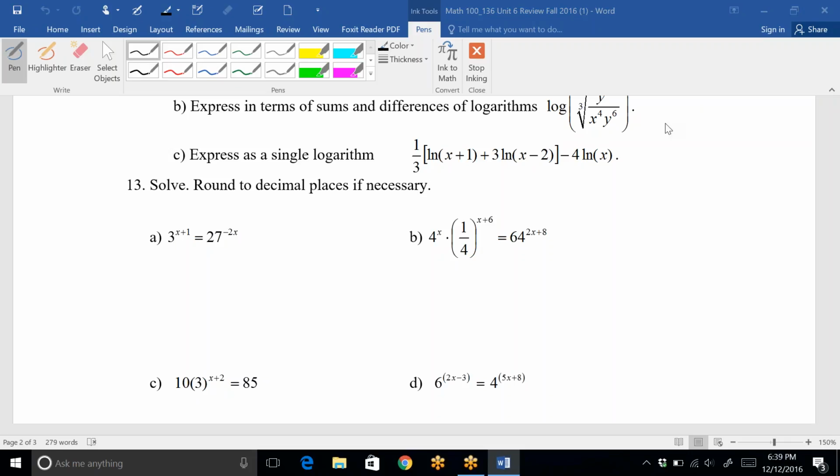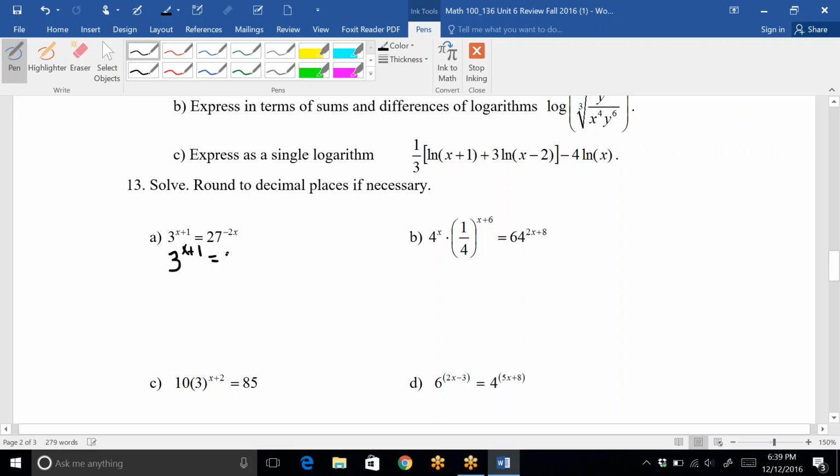So one of the things I would check is to see what these numbers could be broken down into. For example, 3, if we leave that alone, we could also write 27 as something that is 3. It would be 3 to the third power. You would still have the negative 2x on the outside because we haven't done anything but adjust the 27. This then is 2 powers on one base, so we would multiply. So now I have 3 to the x plus 1 equals 3 to the negative 6x.